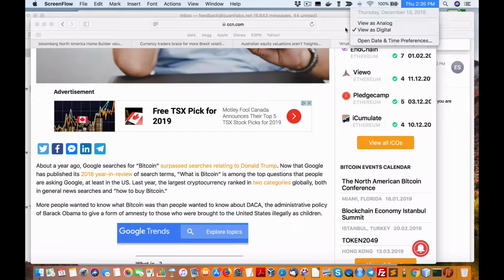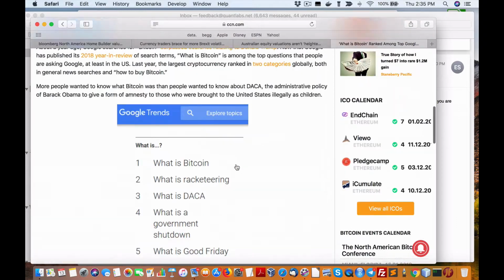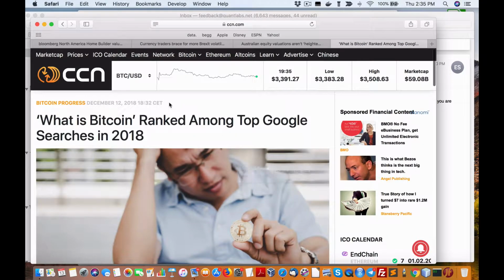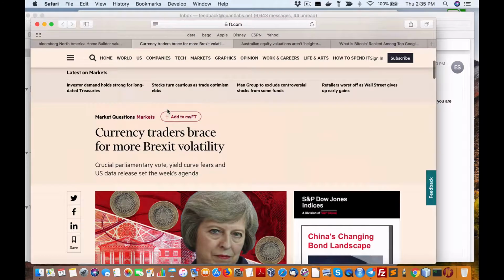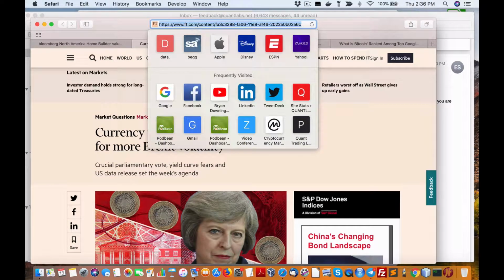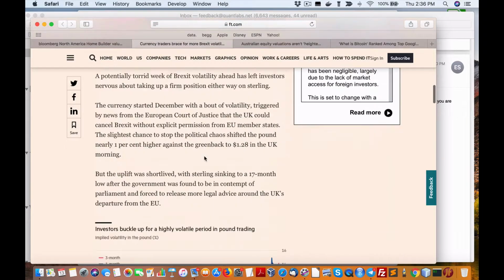Today is December 13th. I haven't done this in a long time. Analysis in the markets here from Bloomberg. These are the top stories. First story I've come across is Britain, UK. This article can be found at ft.com. Currency traders brace for more Brexit volatility.